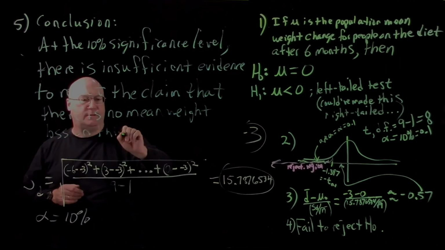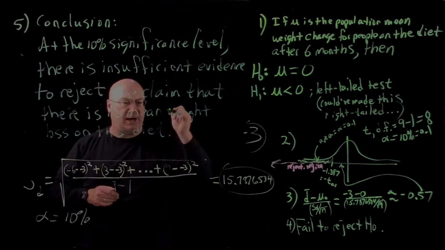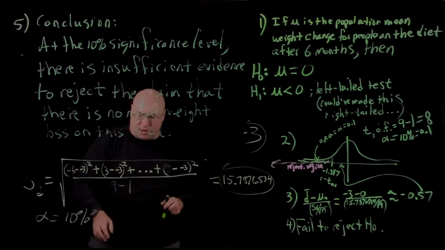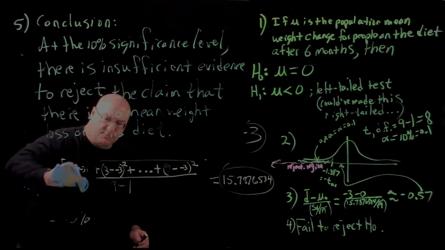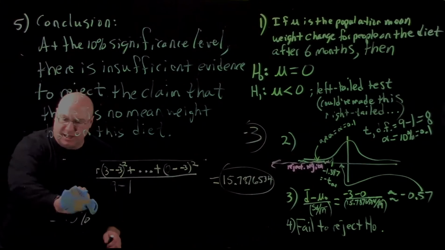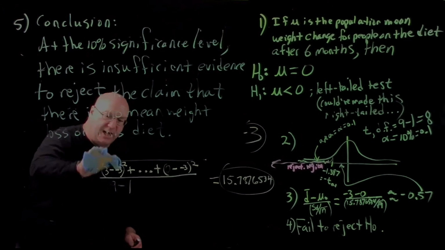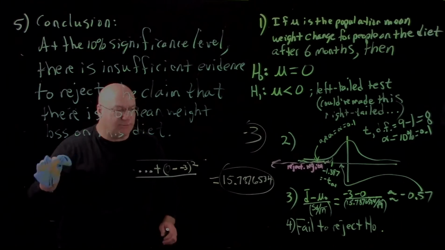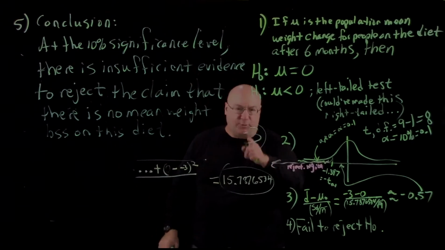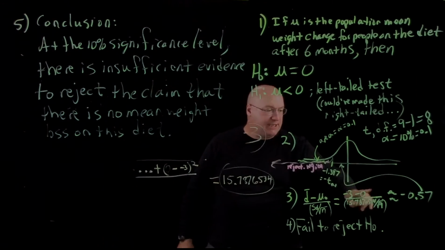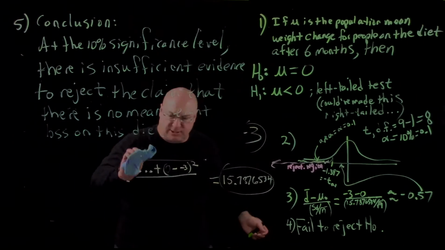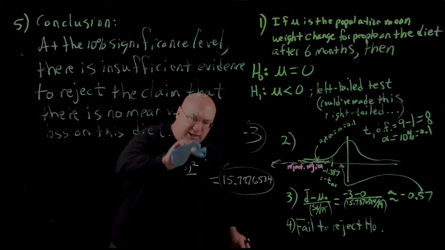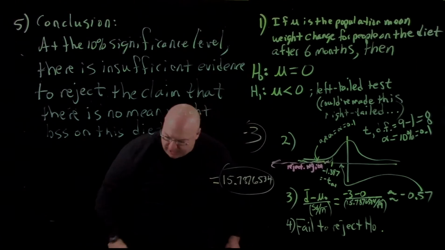on this diet. All right? So I do not have strong enough evidence to say that there really is, at the 10% significance level, any kind of weight loss on this diet. I think that it is possible. The weight loss that we got, this sample mean, is consistent, because of its t-score, with what we would just think of as change that could be due to randomness, right? So we failed to reject H naught. Okay.